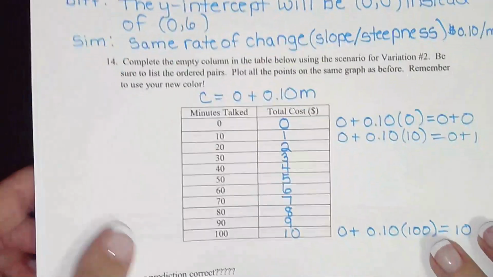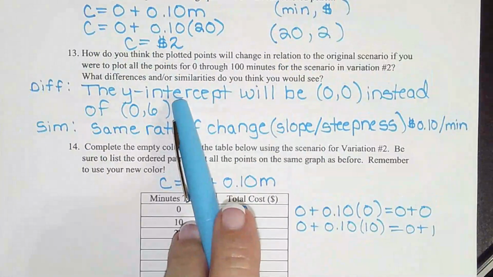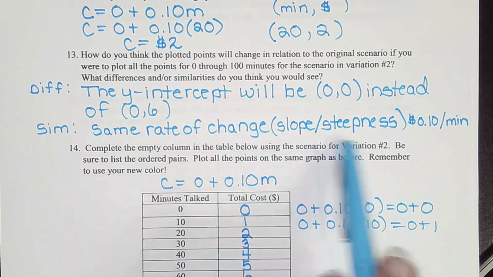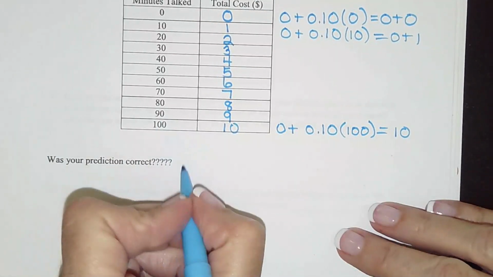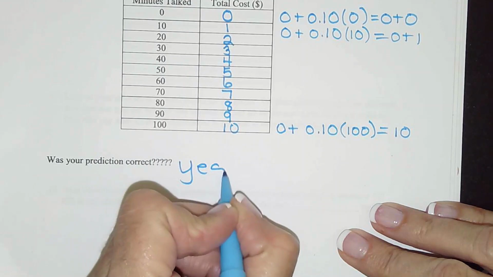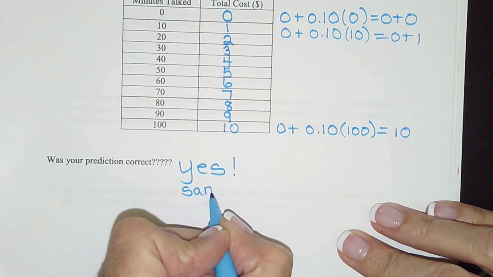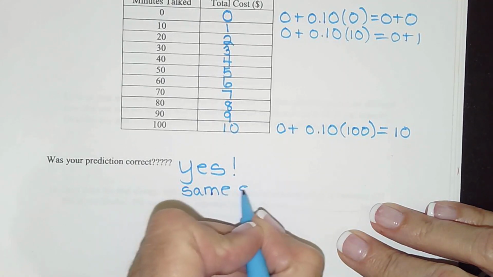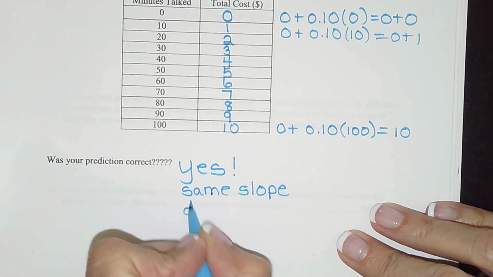Okay, so last question was, was your prediction correct? Was the y-intercept 0, 0? Yes. Did it have the same slope? Yes. So we can put a big fat yes there. Same slope, different y-intercept.